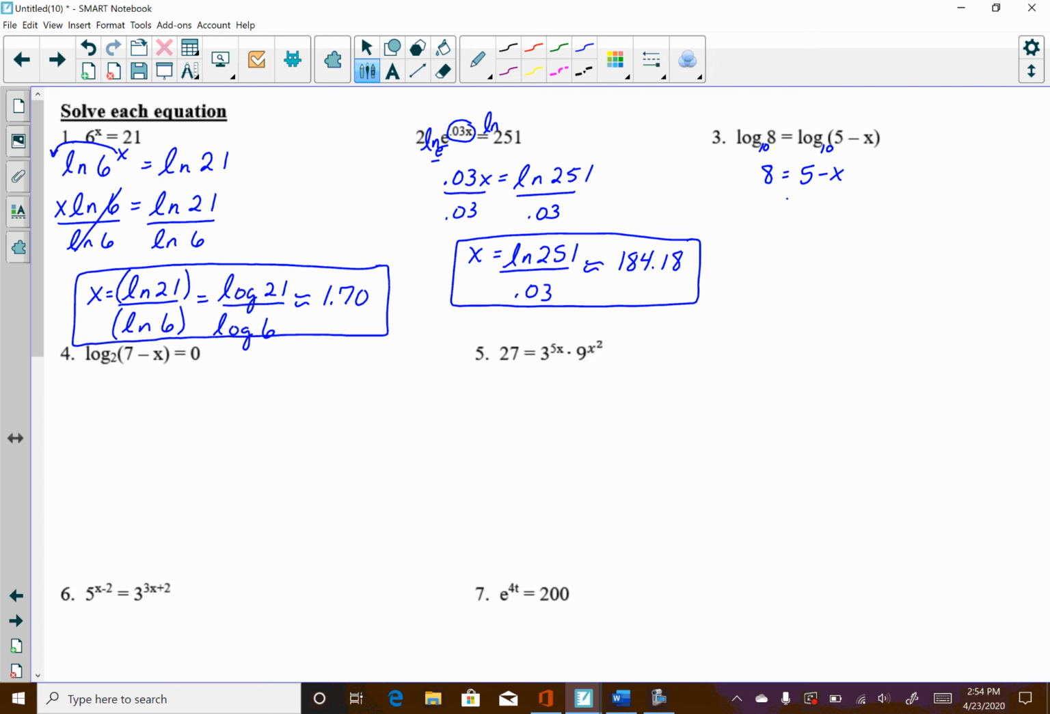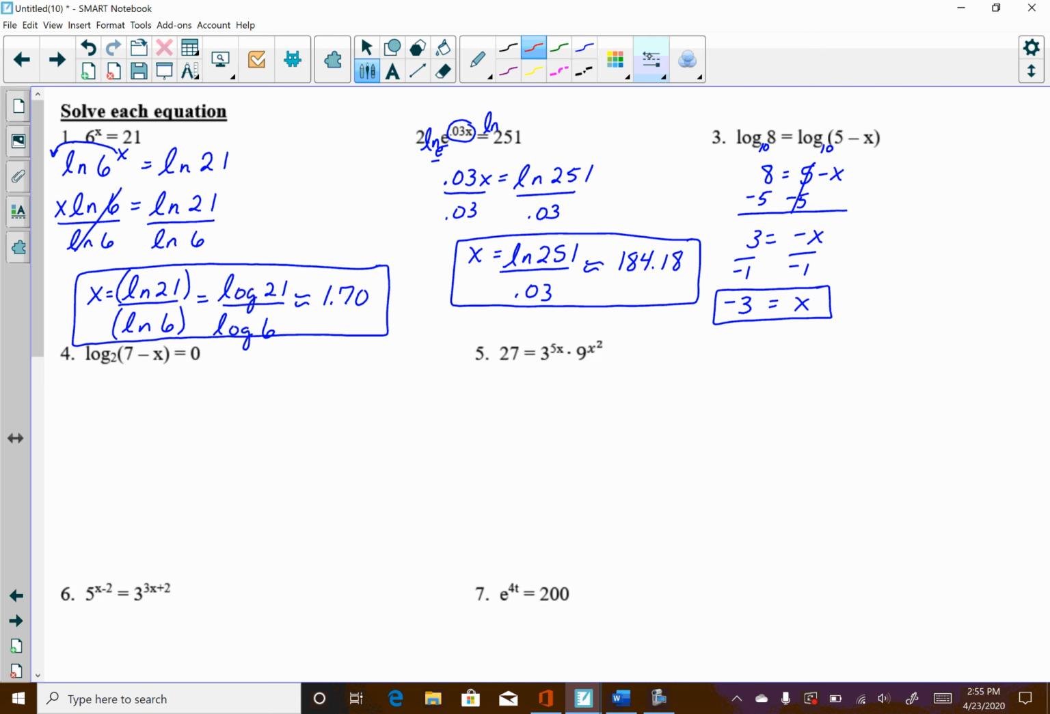To get x all by itself, subtract 5. So then cancels out. Negative x equals 3. Divide by negative 1. So x equals negative 3. Here's what I mean by the check.